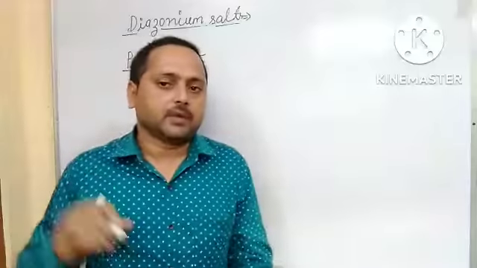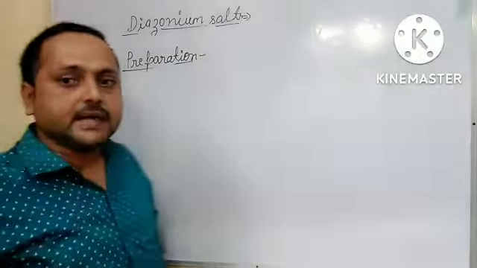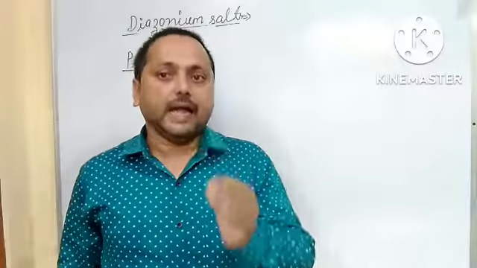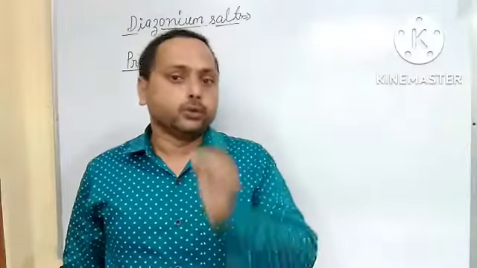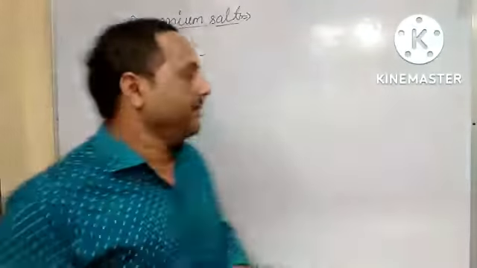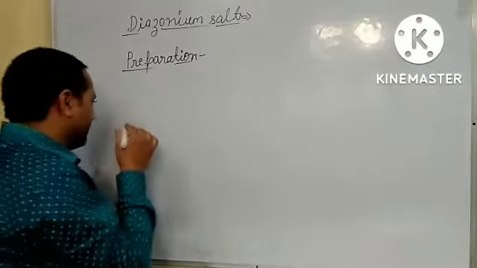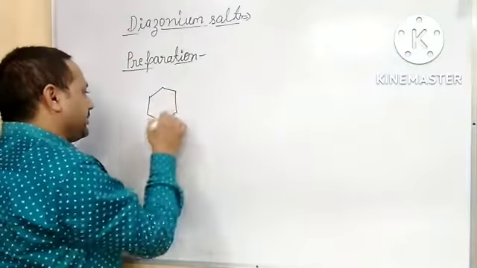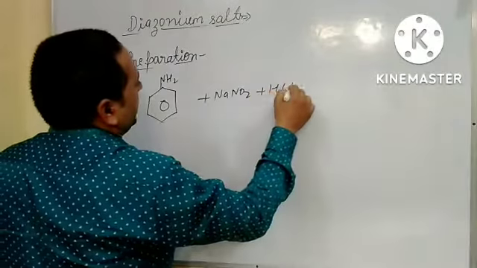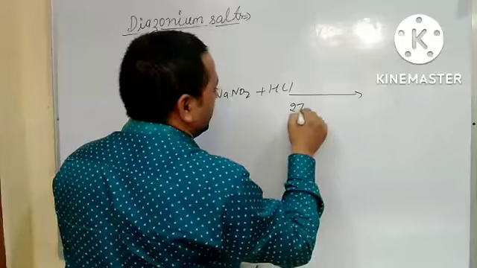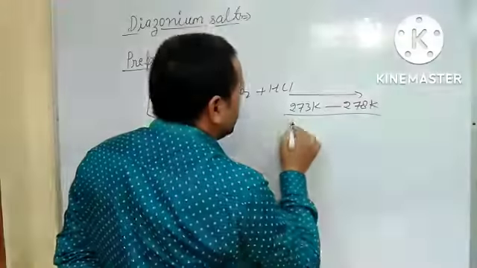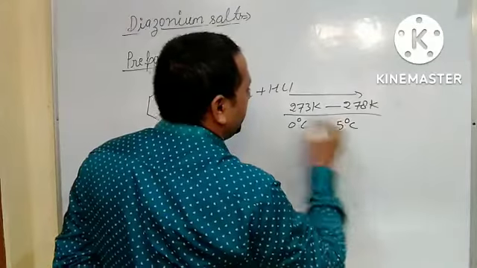So let us see how to prepare. I am writing the reaction here directly. Benzene diazonium chloride can be prepared by the reaction of aniline with NaNO2 plus HCl at 273 Kelvin to 278 Kelvin, or this temperature may be 0 degrees Celsius to 5 degrees Celsius also. Sometimes it is given in Kelvin and sometimes in degrees Celsius, so you need not be confused here.